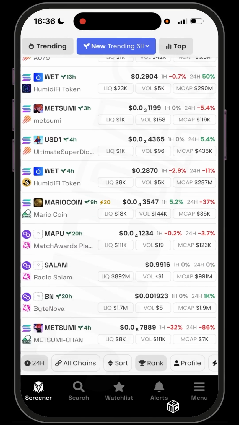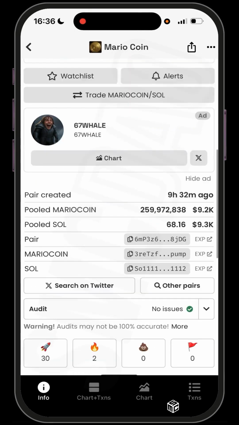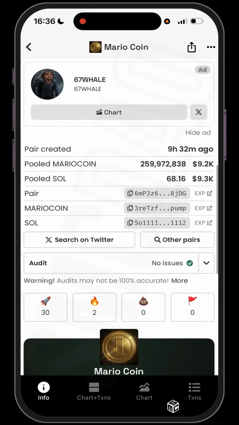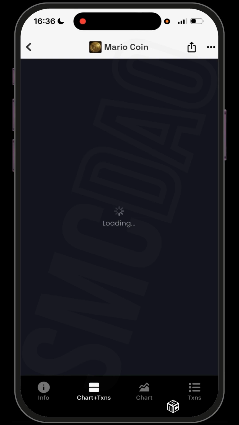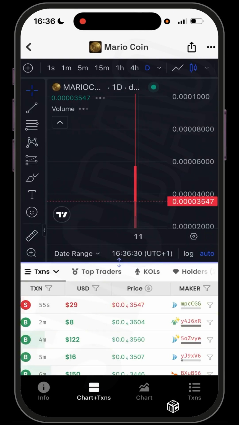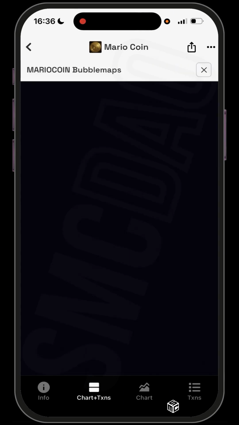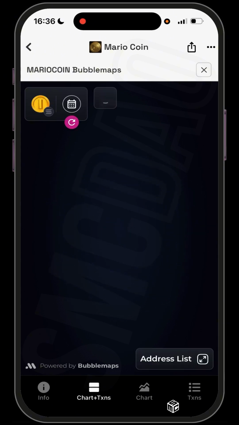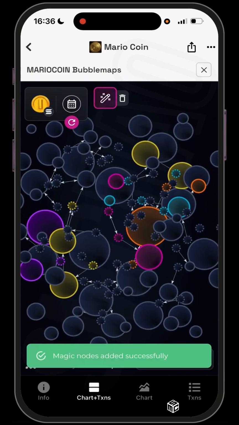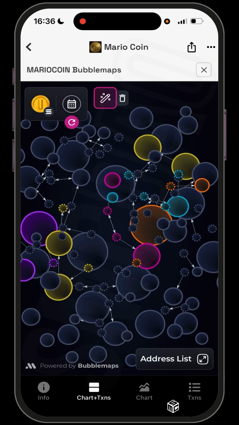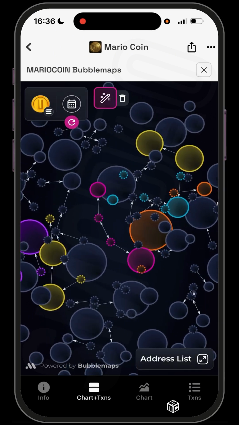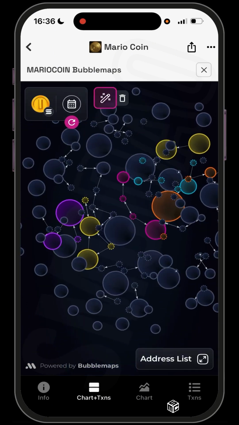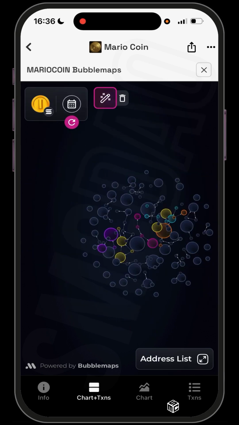Now, what Bubblemaps will do is, if you see one giant bubble, it shows you that a single wallet holds a lot of supply, more than 20 to 30% of the supply, and controls almost all liquidity. And that is a very huge risk. Now let's look at this token.